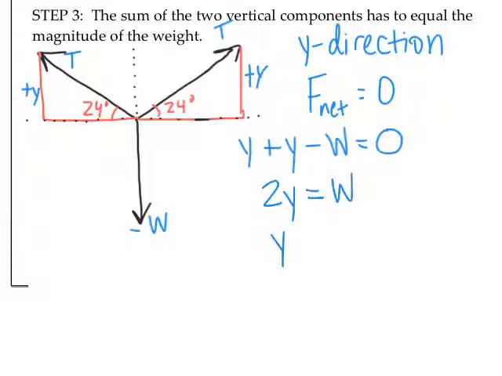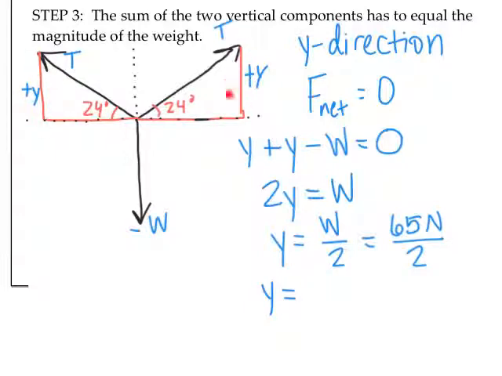Now, if I were to solve for y, everybody knows you end up dividing the weight in half. So if we look at our numbers that were given in the problem, we had a weight of 65 newtons for the sign, and we want to divide that in half to figure out what one of those y legs would be. So that tells me that one of these vertical components, either one, because remember it's symmetrical, either one of those y legs would be 32.5 newtons.